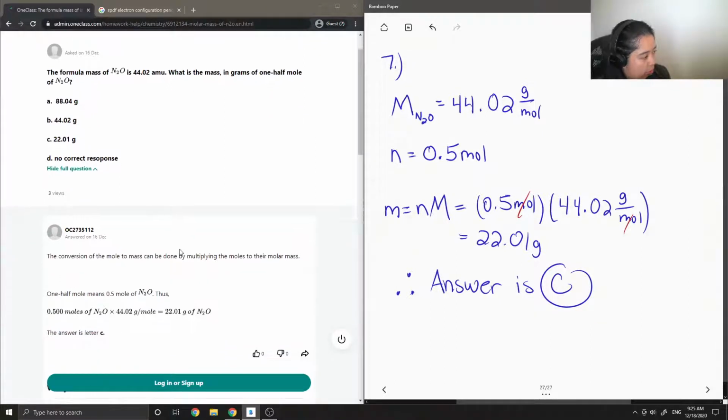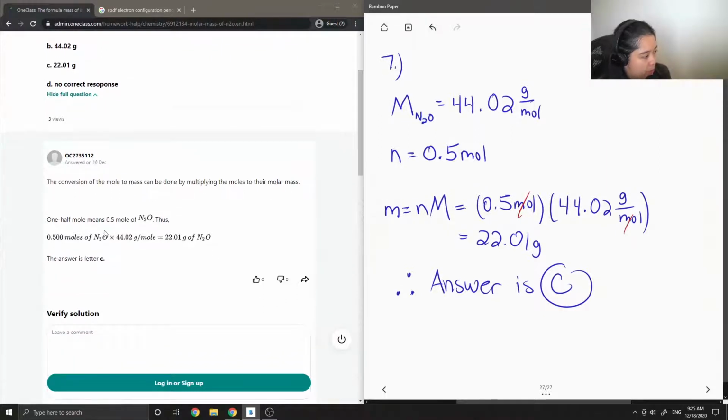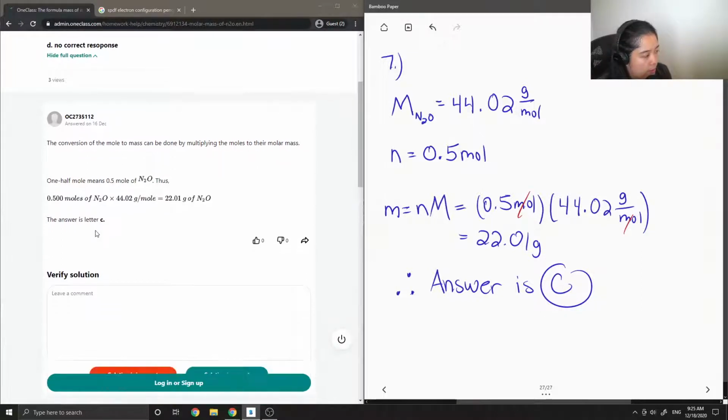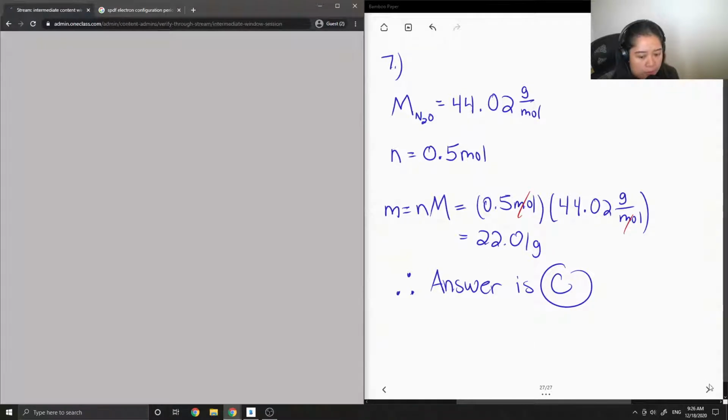Okay, so this junior tutor said, the conversion of the mole to mass can be done by multiplying the moles by their molar mass. 1/2 mole means 0.5 moles of N2O, thus 0.5 moles of N2O times 44.02 grams per mole gives 22.01 grams of N2O. Yep, so the solution is correct. Okay, so now let's move on to question number 8.